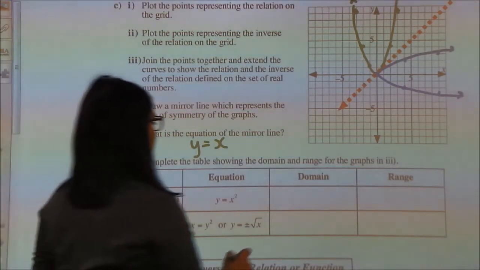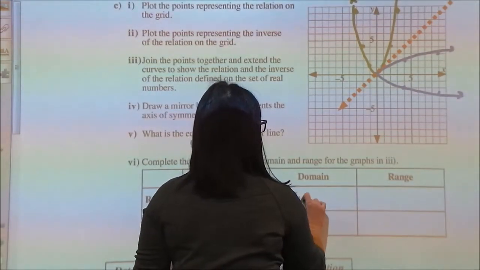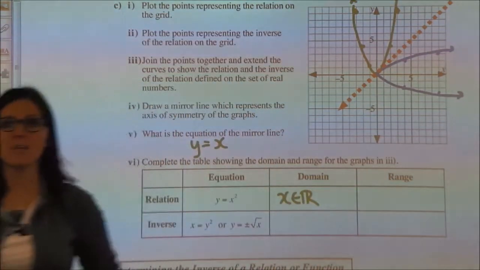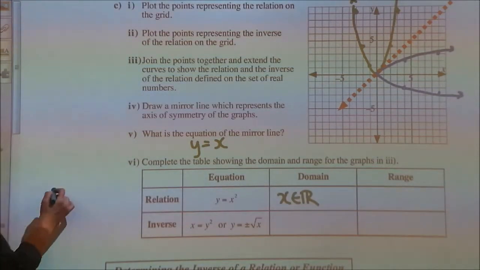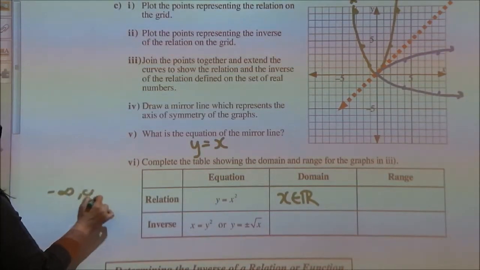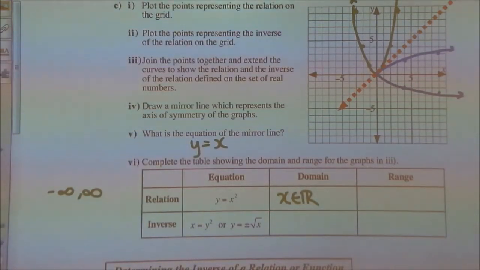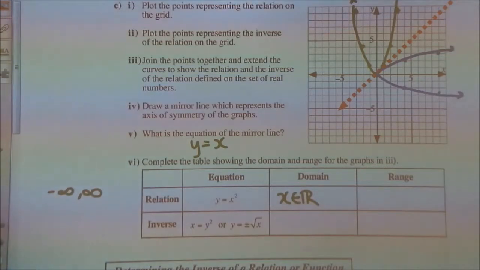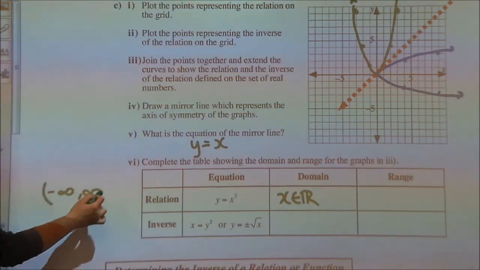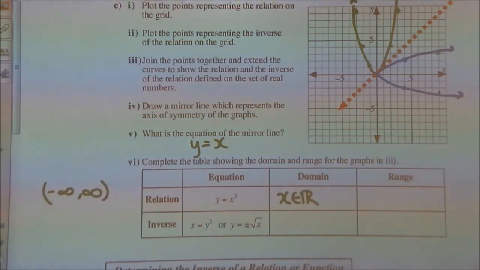Any real number. So I can do that two ways. I can write it this way. That was my set builder notation. Or the other way I could write it is I could say x can go from negative infinity to positive infinity. And what would I put for brackets? So this is interval notation.